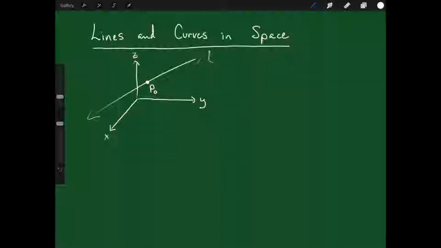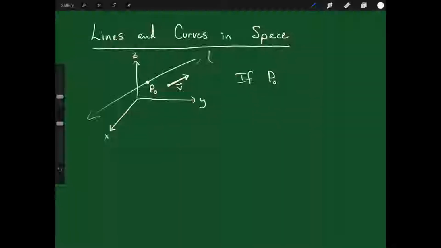And then let's say I also knew a vector that was parallel to that line. So let's say there's this little vector out here, and I'm going to call this the vector V. And V is parallel to L. Then I can do the following.